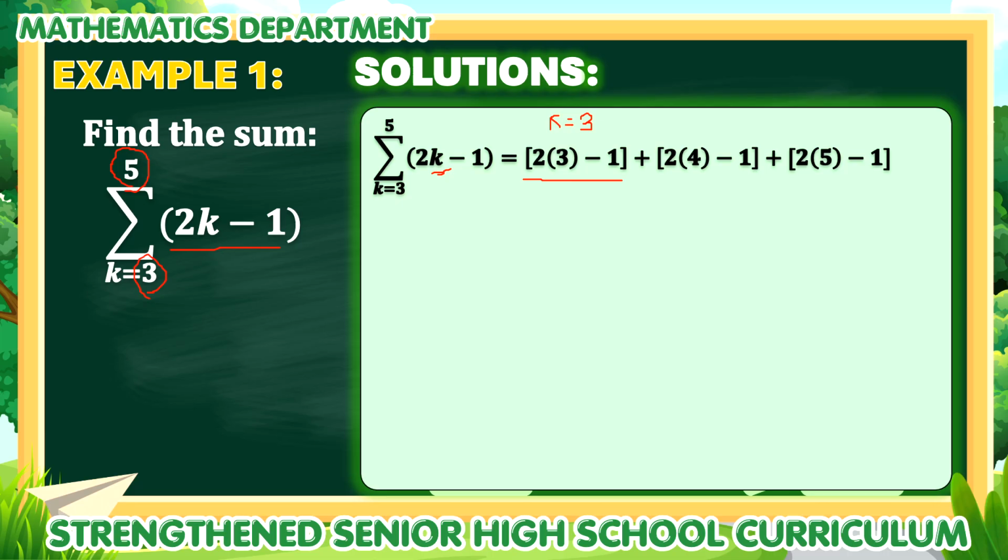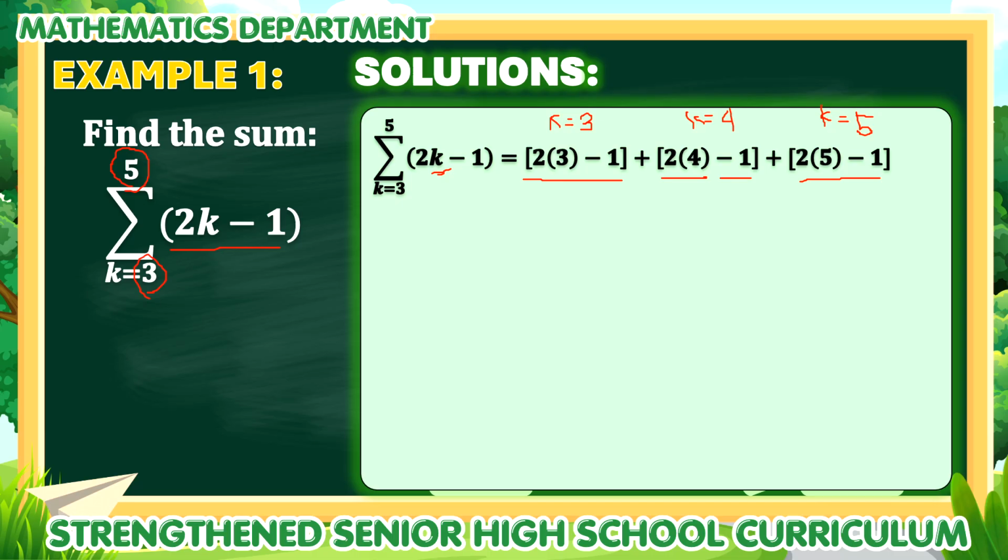After that, we also need to evaluate our expression at k equals 4. So we have 2 times the value of k, which is 4, minus 1. And finally, we need to evaluate our given expression at k equals 5. By substituting this value of k, we now have 2 times 5 minus 1. Then we have to simplify.